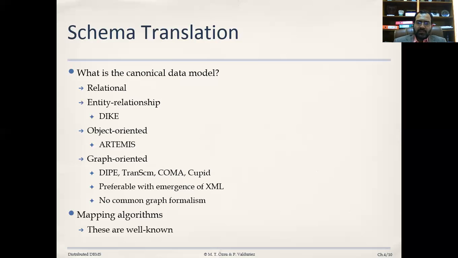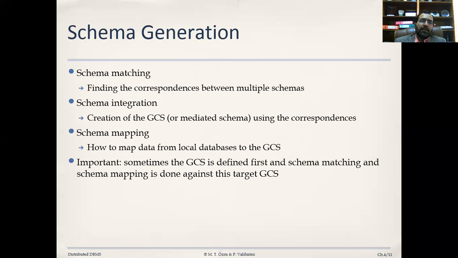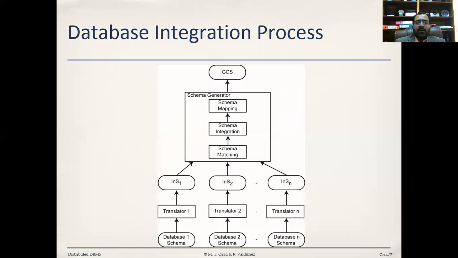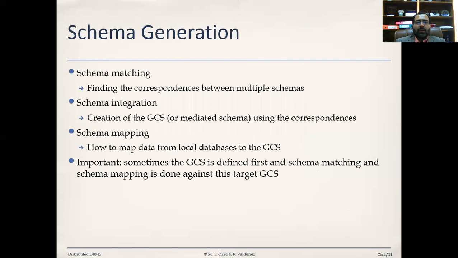Mapping algorithms. So we go for the schema generation. For schema generation, we have three steps, as you have seen in the model. One is called schema matching. The second one is called schema integration. And the third one is called schema mapping. I just recall the model. You can see here schema matching, schema integration, and then schema mapping. Okay, so here the same thing.